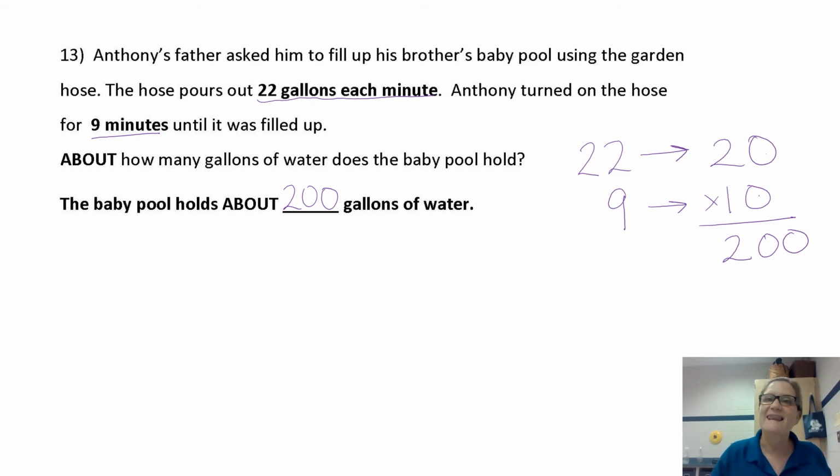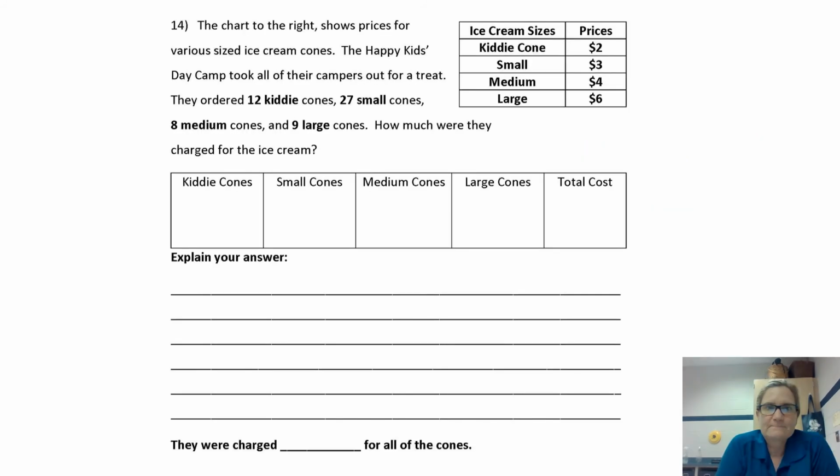All right, last question. Question number 14. The chart to the right shows prices for various sized ice cream cones. The Happy Kids Day Camp took all of their campers out for a treat. They ordered 12 kiddie cones, 27 small cones, 8 medium cones, and 9 large cones. How much were they charged for the ice cream?